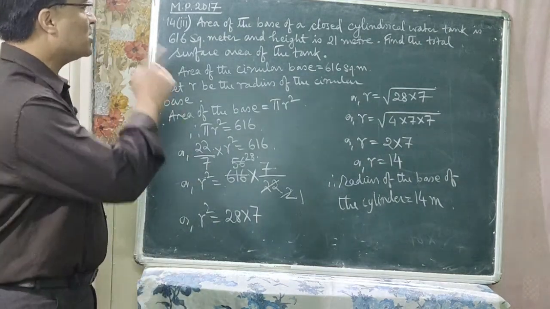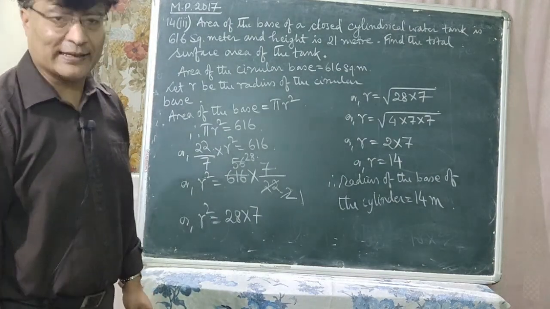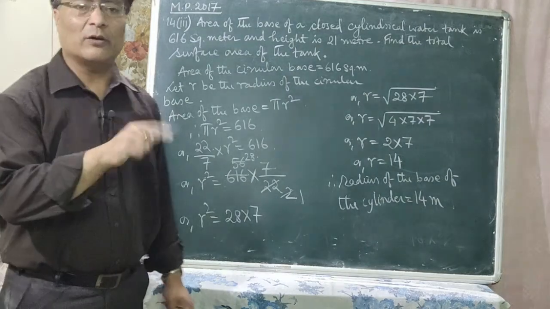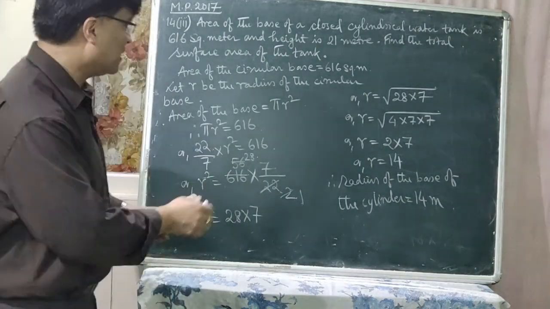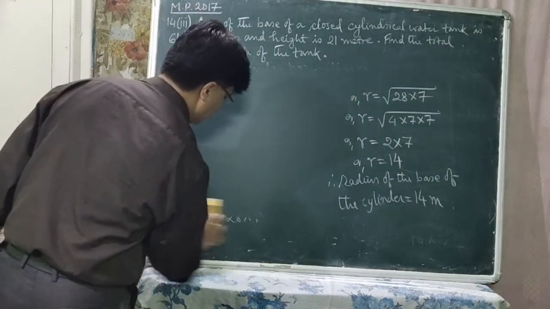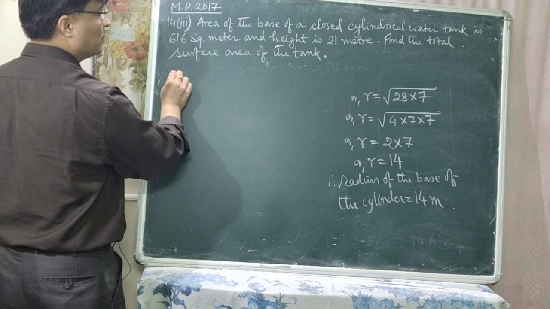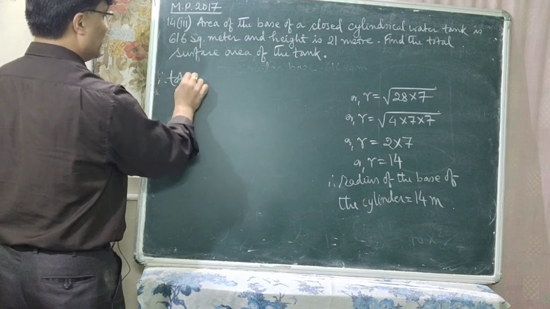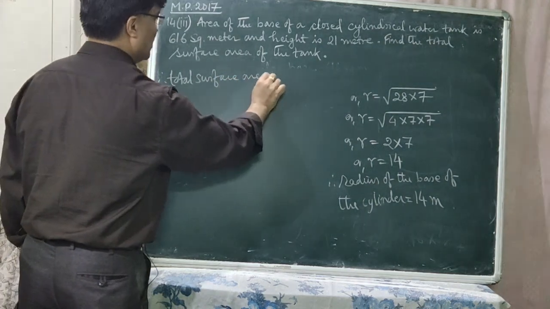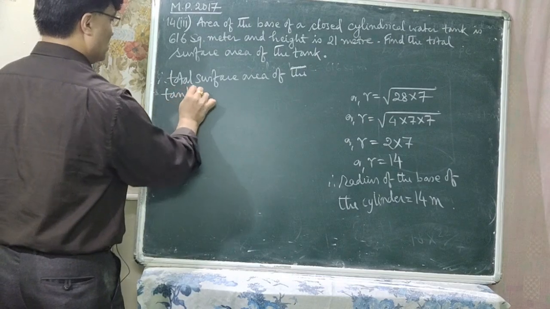Okay. So what is to be calculated here? You have to find out the total surface area of the tank. That is, you have to find out the total surface area of the closed cylindrical water tank. Okay, so let us find it now. So you should know the formula. So therefore, total surface area of the tank.